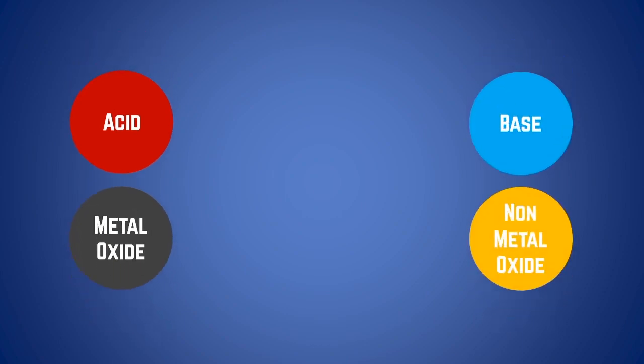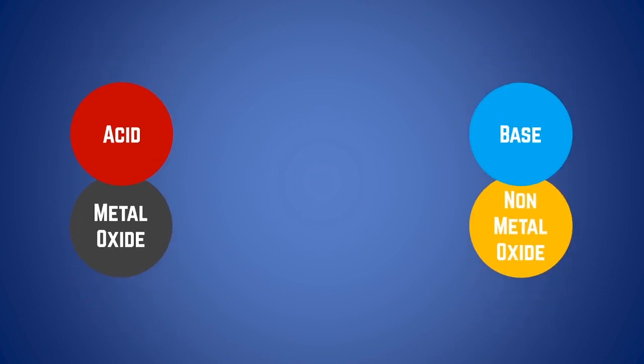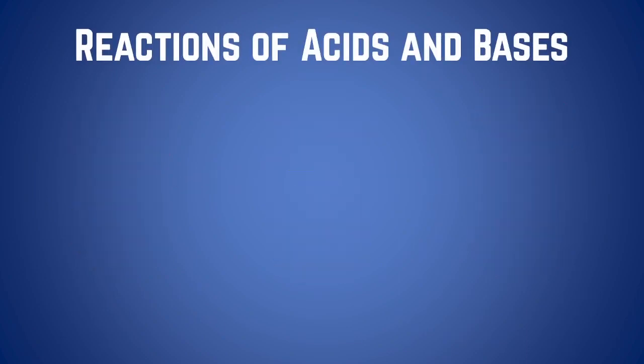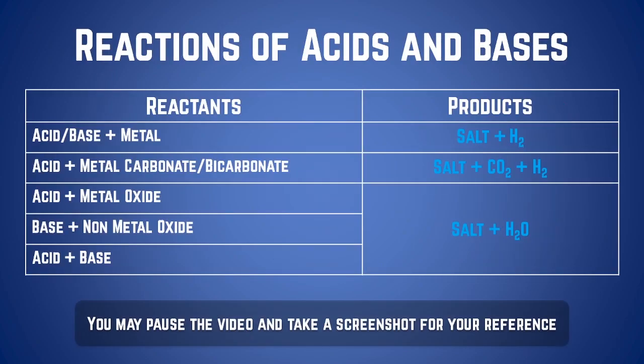The last reaction is the reaction of acids with metal oxides or the reaction of bases with non-metal oxides. When an acid reacts with a metal oxide or a base reacts with a non-metal oxide, salt and water are produced. We can compile these reactions in a table as follows. Feel free to pause the video and take a screenshot for your reference.